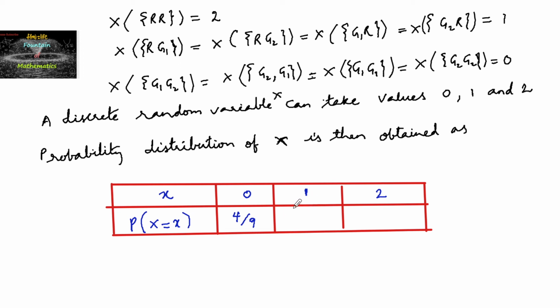And for X equal to 1, again 1, 2, 3, 4. So we have 4 out of a total of 9. And for X equal to 2, there is only one possible outcome here, R and R. So we have 1 out of 9. So this describes the probability distribution of X. Okay, thank you.